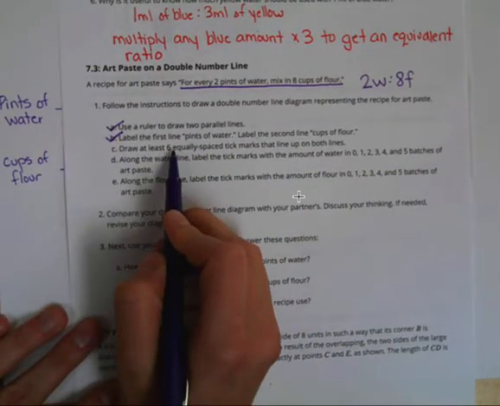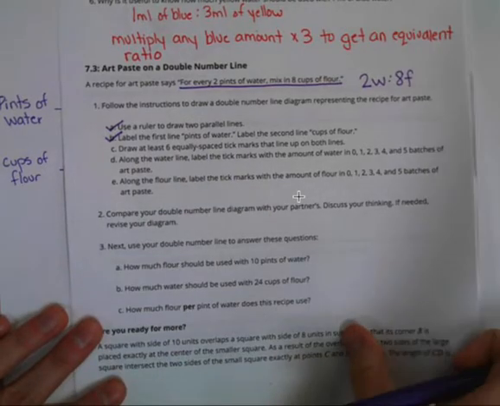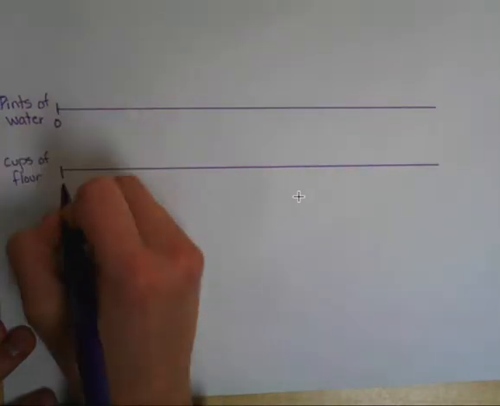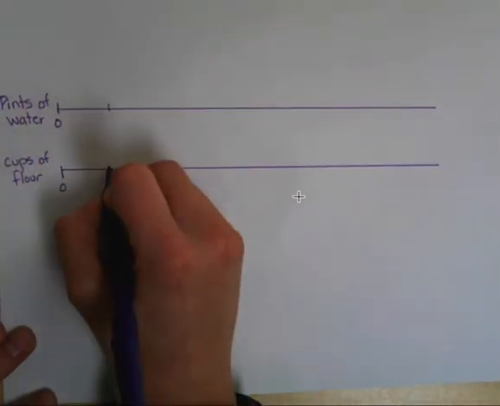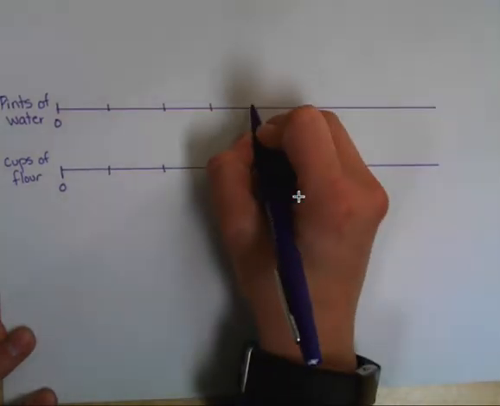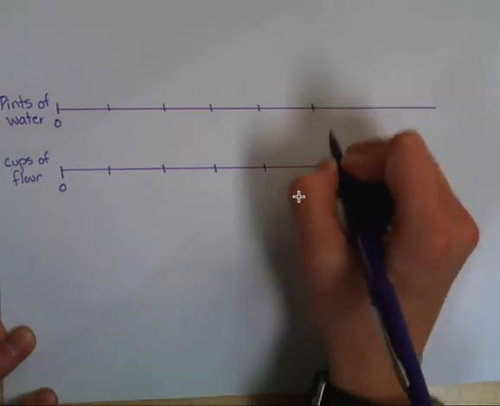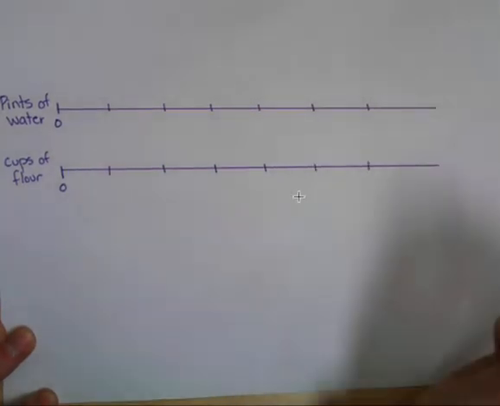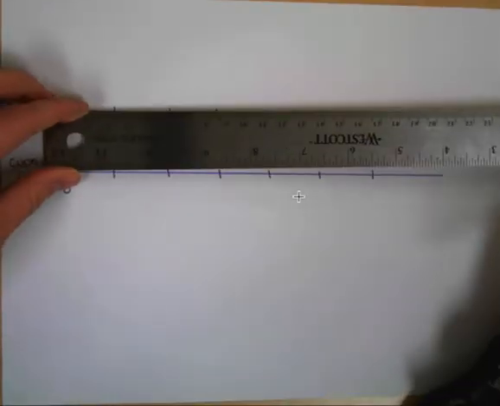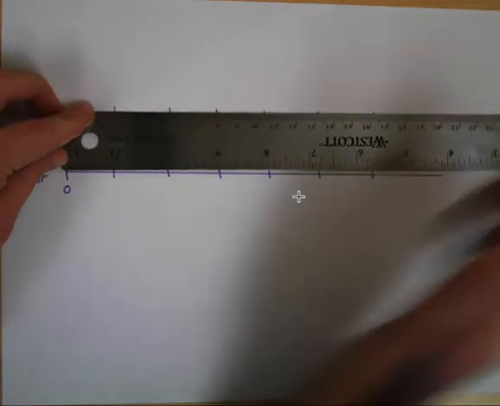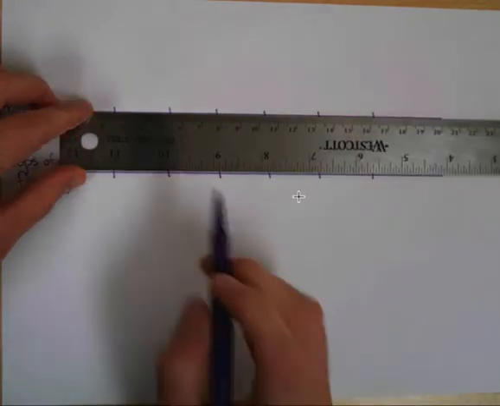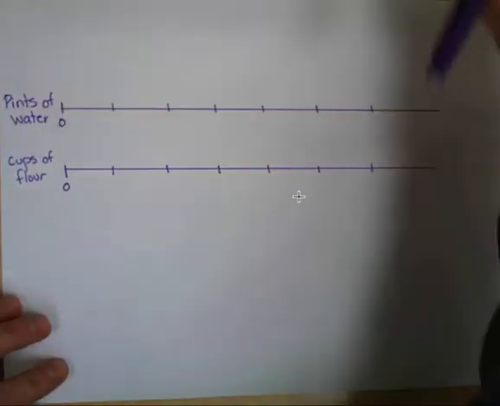Now it says draw at least 6 equally spaced tick marks that line up on both lines. So I like to always start with 0. 1 tick mark, 2, 3, 4, 5, 6. Okay, so make those as equally spaced as you can. If you want to, you can use your ruler and use the inches. I'm pretty close to here, I'm not exact. You can use the inches to make your tick marks if that is helpful.